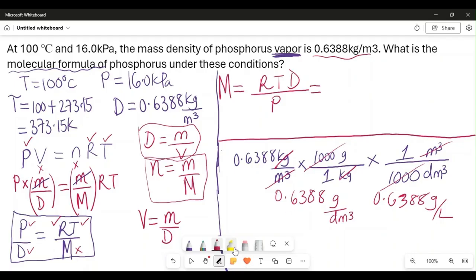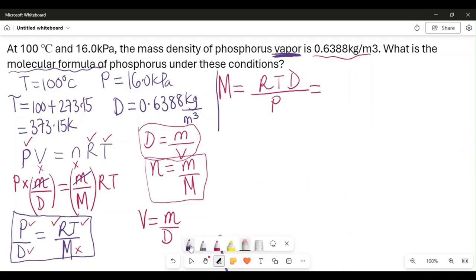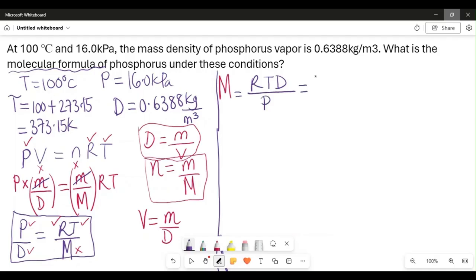So now we're going to ignore all the stuff I just did at the bottom, and go back to the top to solve the actual problem we're given. Sorry, I'm just going to rewrite this. So we have RTD divided by P. We're going to use the gas constant 8.3145 because the units match properly in this question.